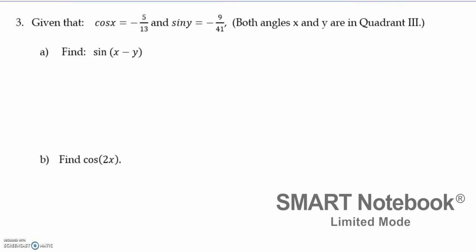Number 3, given that cosine of angle x is equal to negative 5/13 and sine of y is equal to negative 9 over 41, both angles x and y are in quadrant 3, so we probably have to draw some triangles here. We first want to find sine of x minus y. So the first thing I want to do is draw a picture.